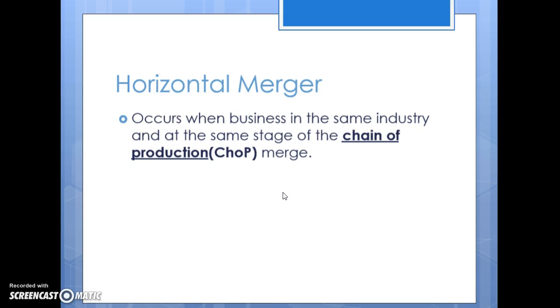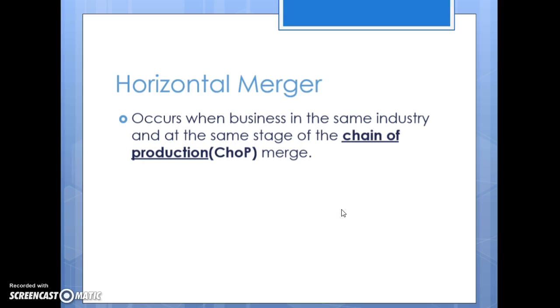So when we're looking at a horizontal merger, it's when businesses of the same industry, or the same stage of production, would merge. So actually, in fact, not necessarily the same industry. It could be, for example, a timber farm, a tree farm harvesting timber, and a dairy farm. Okay, so they are both in the primary sector. They will both have similar resources, similar things that they could possibly share.